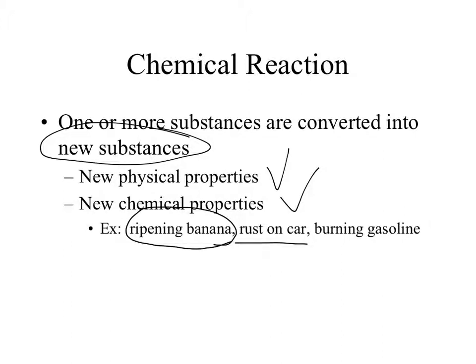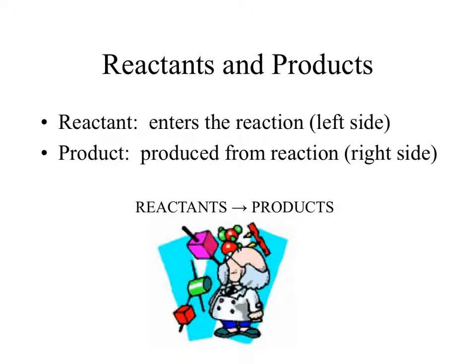Take rust on a car. No longer is that iron on the frame of the car, but that's iron mixed with oxygen to make rust, something completely different. And then burning gasoline. We know that isn't gasoline anymore once it burns. It has new physical and chemical properties, mostly in the form of gases or vapors because it gets so hot, exothermic.